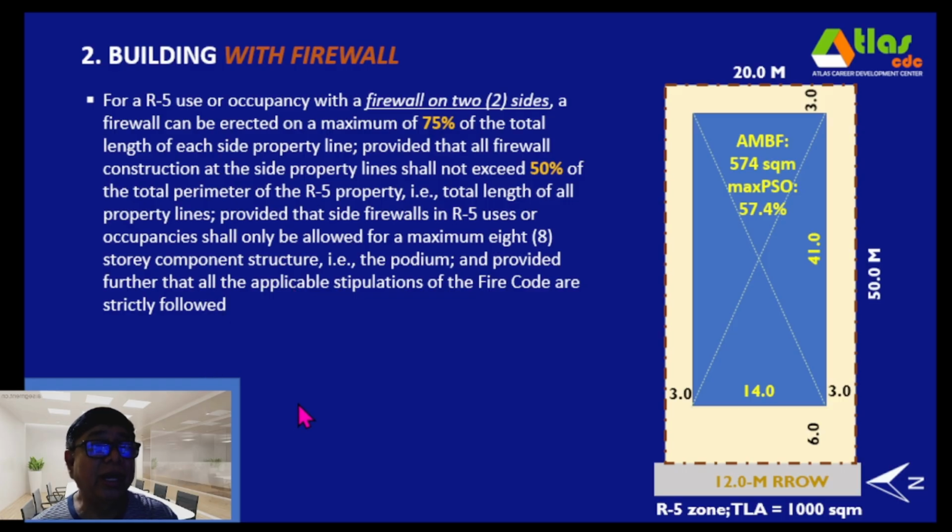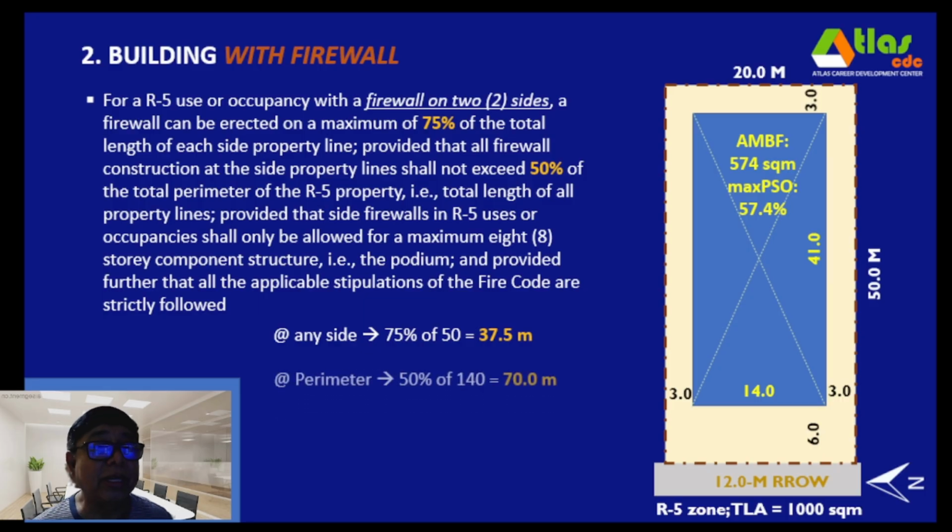So let us check the firewall length. Up to how much can we have? Up to how long will be our firewall? So, compute natin muna at any side. Sabi dito, 75% daw of the side property line. So, 50 meters times 75% of that. The maximum length of the firewall at any side is 37.5 meters.